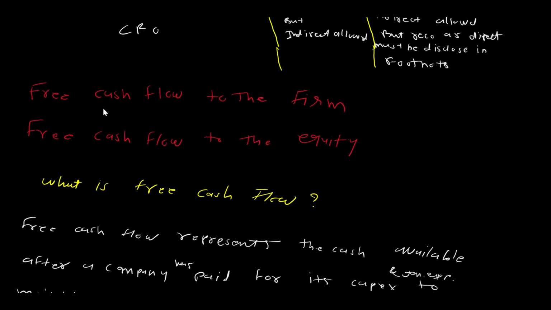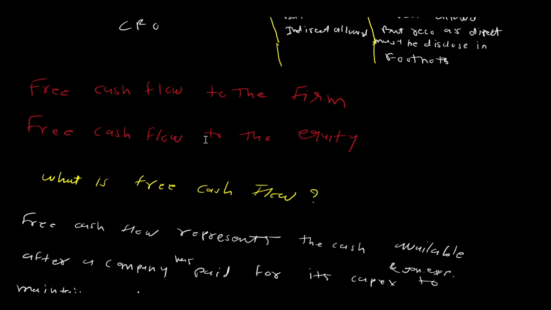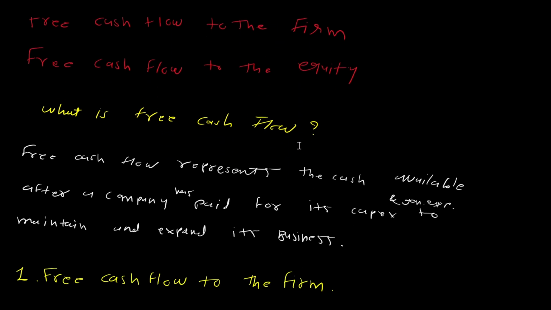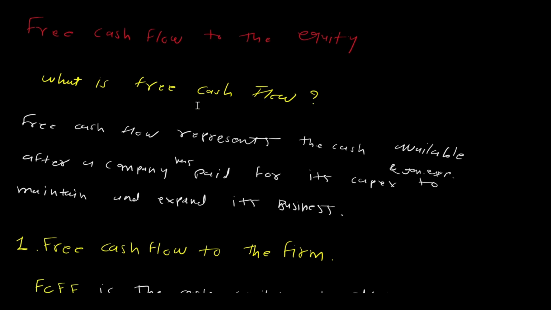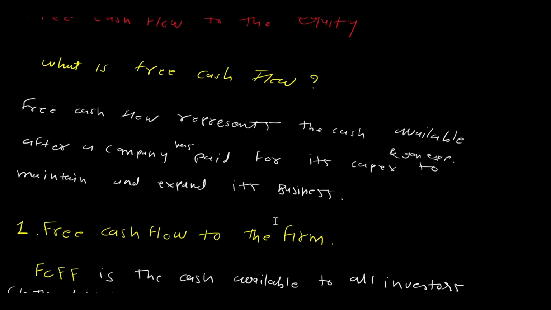So here is the two part: free cash flow to the firm and free cash flow to the equity. First things first, what is the free cash flow? Free cash flow represents the cash available after a company has paid for its capex and general expenses to maintain and expand its business. Means what the cash debt holders and equity holders received after the company's basic overall finance operation expenses and the capex expenses of the cash.